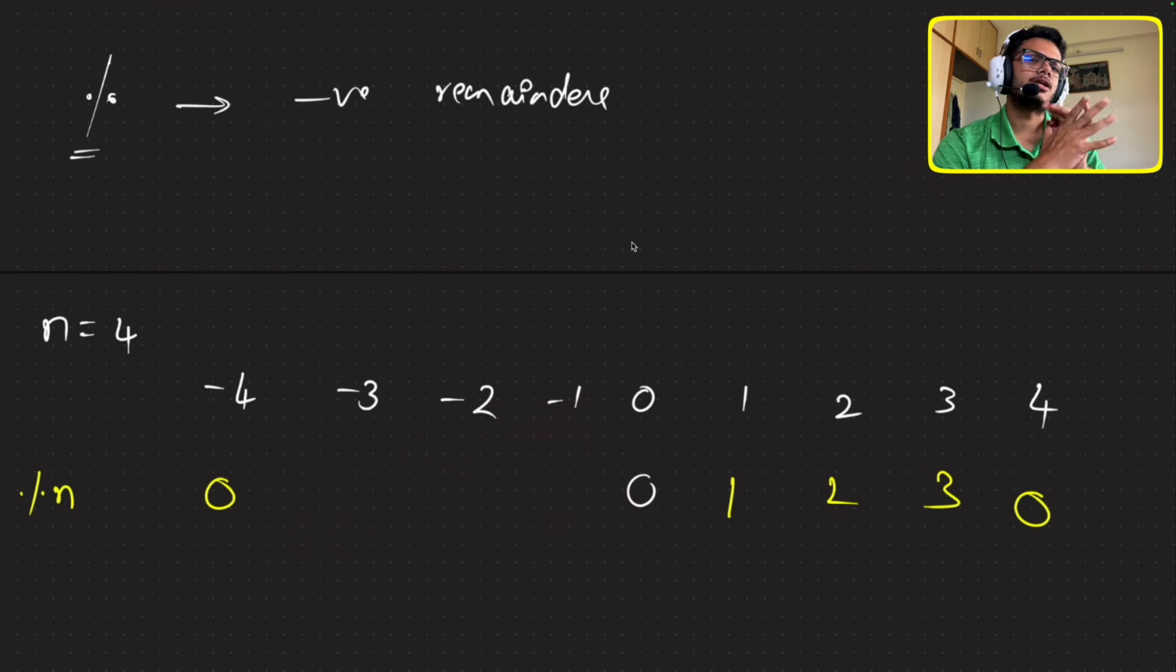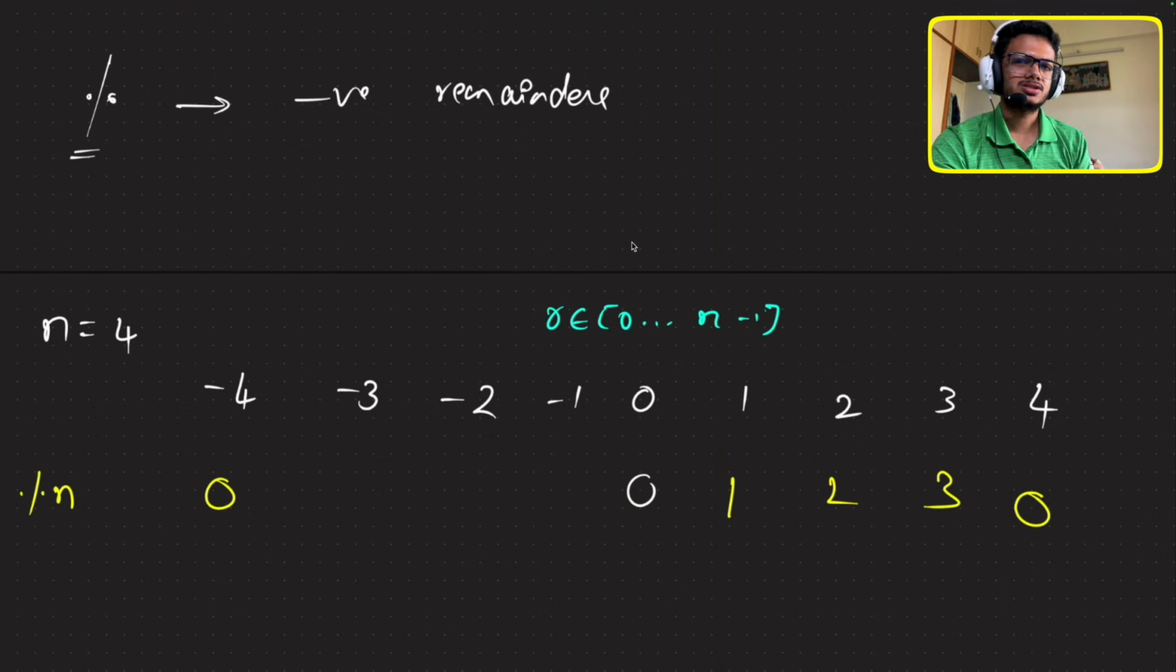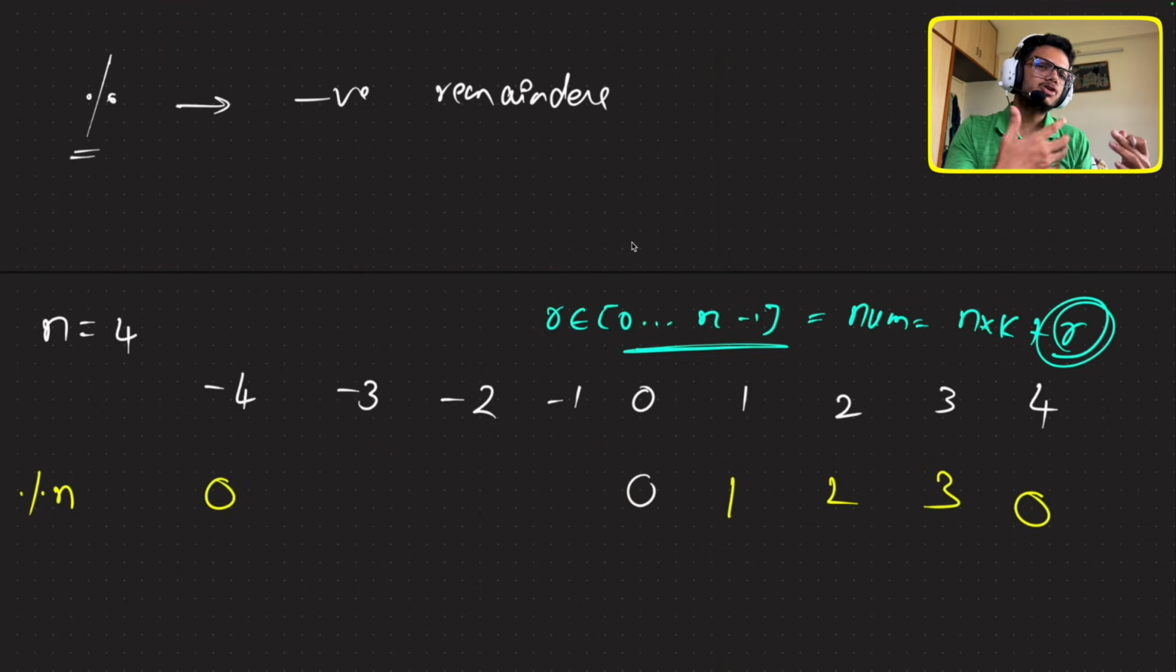What should be the answer here? Ideally, you want all the remainders to lie in the range 0 to n minus 1, right? So that's your general notion. Let's say my number is represented as n into k plus r, where this r lies in the range 0 to n minus 1. You want this r to be positive.